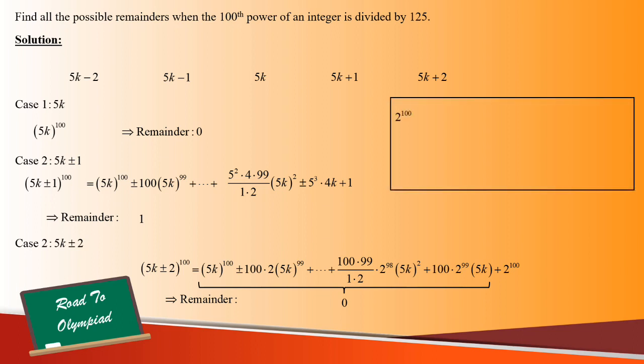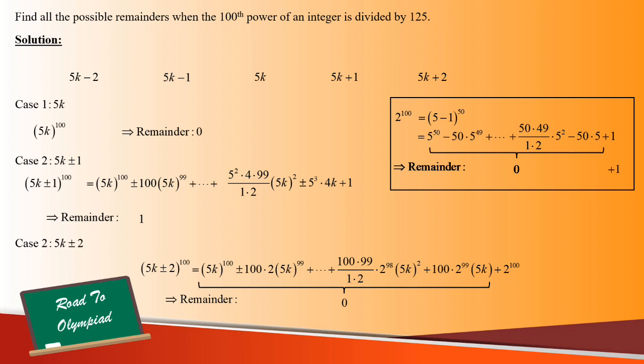Notice that 2 to the power of 100 can be written as 4 to the power of 50, which is equal to 5 minus 1 to the power of 50. By the binomial theorem again, we obtain this one. Then we can use a similar argument as just now again. All these numbers are divisible by 125 except for the last one. Therefore, the remainder when 2 to the power of 100 is divided by 125 is 1.